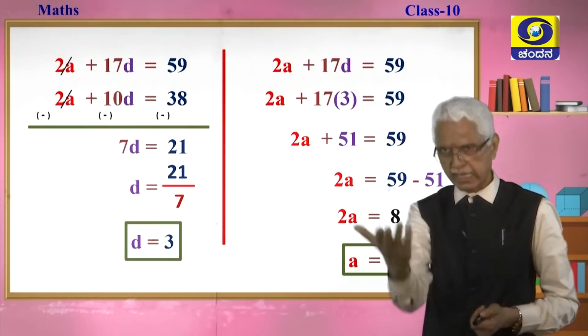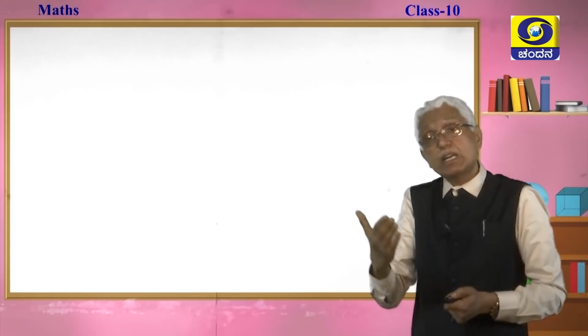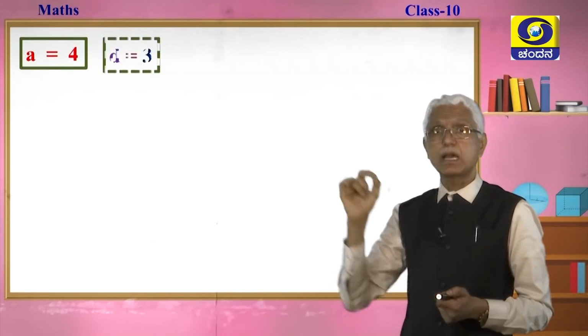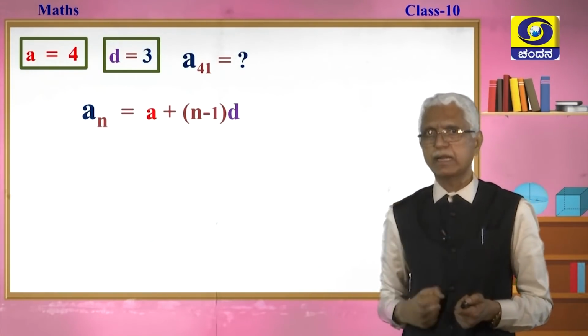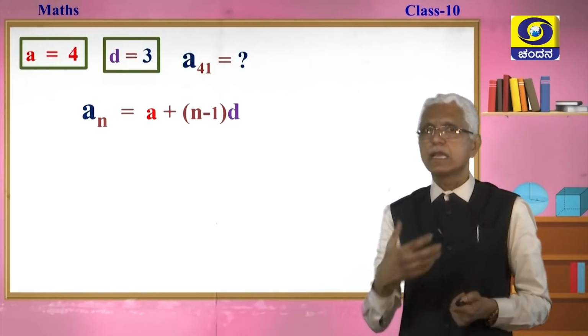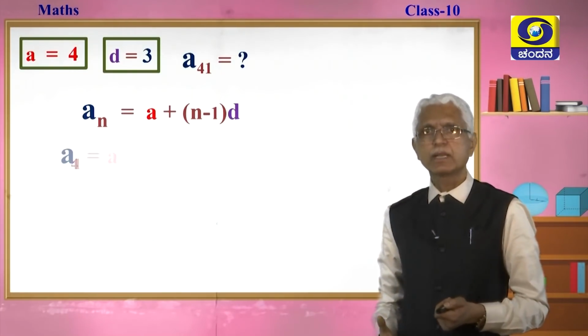What are they asking? I think they are asking you the 41st term. What is the 41st term? I will start with the general formula. What is the general formula? a n is equal to a plus n minus 1 into d. A is 4, you calculated it. D is 3, you found out. A 41, you want to find out. Everything is ready. Use the formula a n is equal to a plus n minus 1 into d, correct.